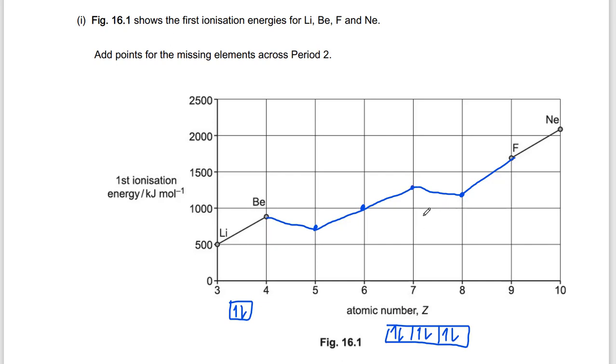Now, luckily, in terms of exam technique, this is replicated if you go lower in the table. So if you drop down another row, down to sodium, magnesium, aluminium, silicon, etc., it will happen this way as well. You will have a slight drop between magnesium and aluminium, and a slight drop off between phosphorus and sulfur. Okay, in the same way as we have a drop off here.